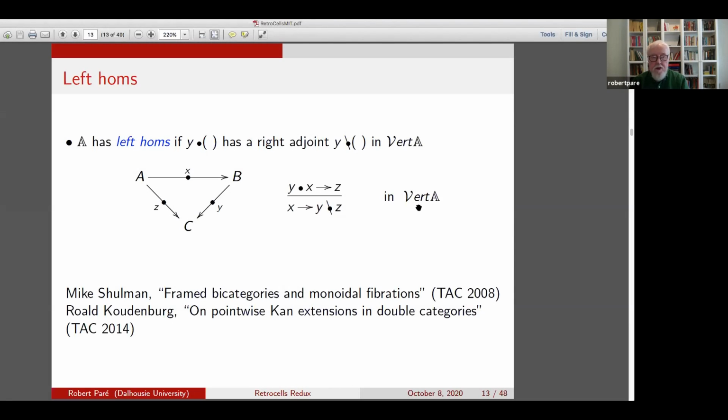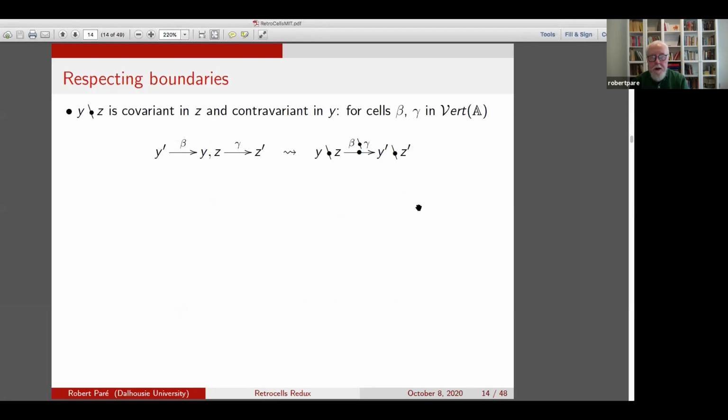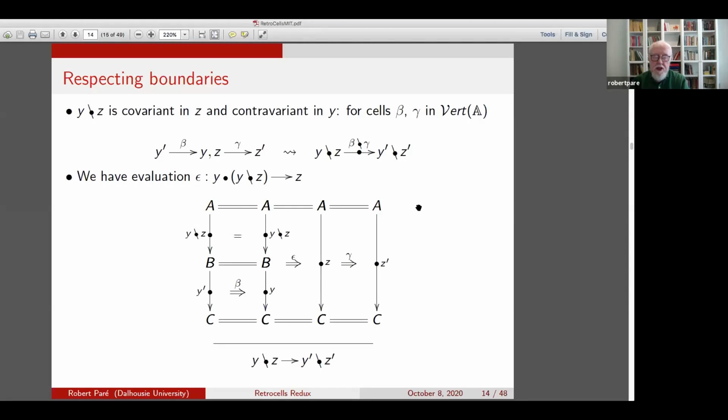Okay, so this is what left HOMs are. Now let's just see what the problem is. The problem has to do with the boundaries of the cells. So Y under Z is covariant in Z and contravariant in Y, inverted, so the inverse of A in the vertical direction. How that works, I think everybody knows, but let me just mention it.